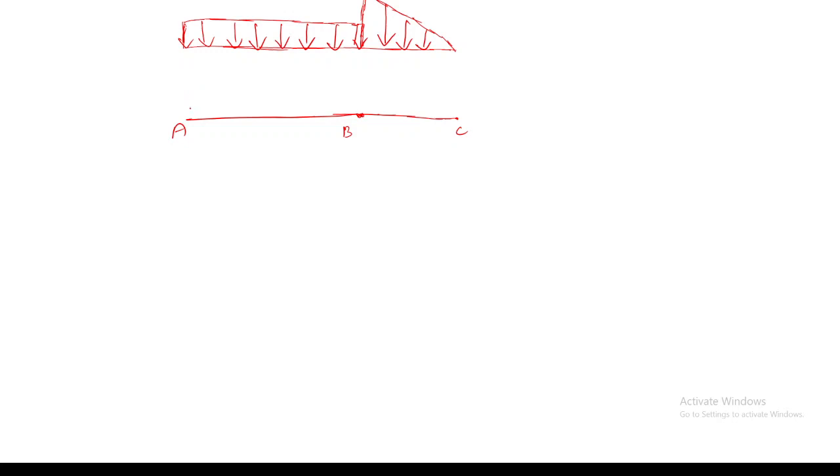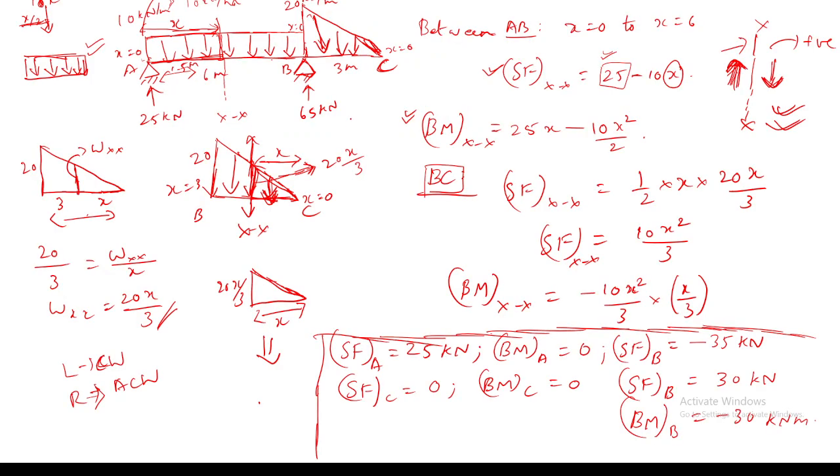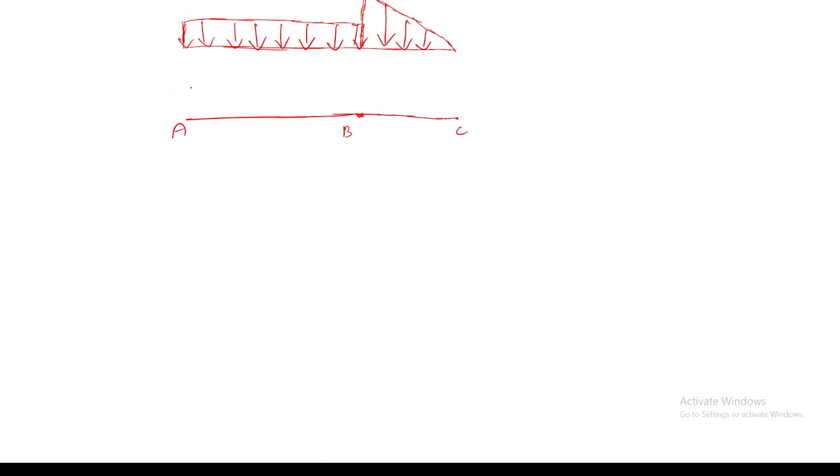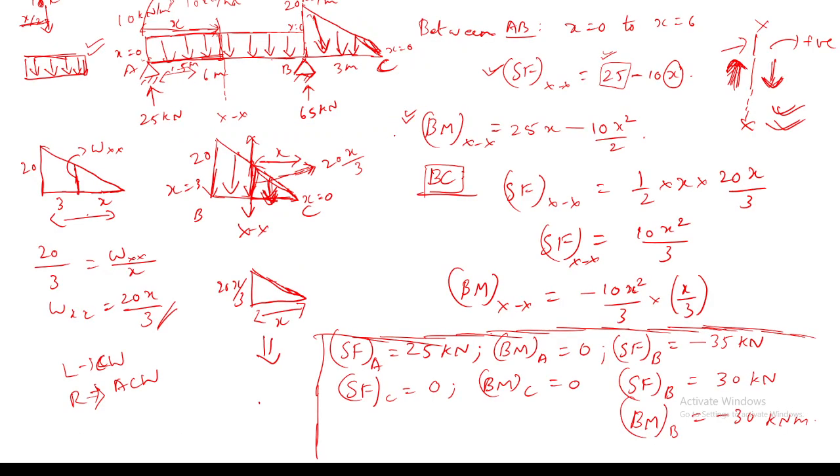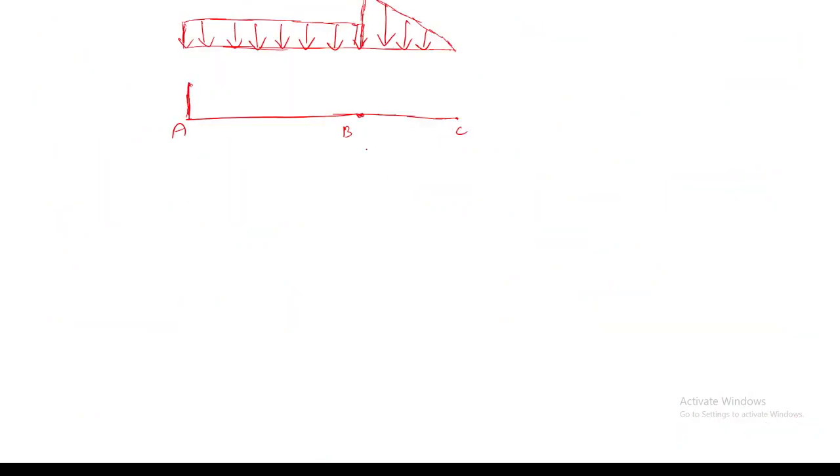For example, at point A, what is the shear force value which we got? 25 kilonewton positive. So I will mark 25 kilonewton here. Then at point B, I have two different values of shear force: one is minus 35 and another one is plus 30. I will name this minus 35 and this plus 30. And the shear force at point C is actually 0.